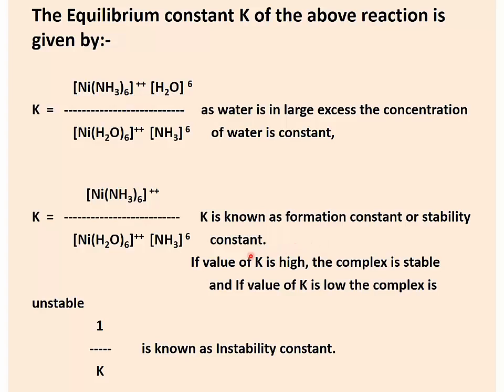On the value of K, the stability of complex depends. How? If value of K is high, the complex is stable. If value of K is low, the complex is unstable. Got it? So the stability of complex depends on the value of K, which is called formation constant. Now see 1 upon K, the reciprocal of formation constant, is known as instability constant.